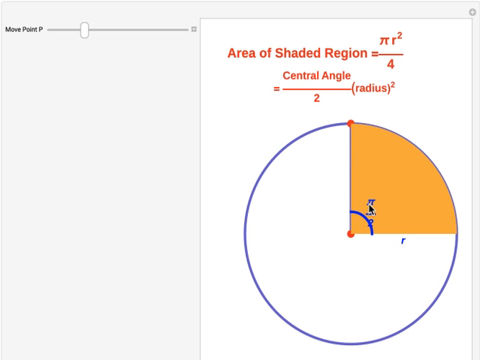Here the central angle is pi by 2. So half of pi by 2 is pi by 4. So it is central angle divided by 2 into radius square. So now let's move this red point.